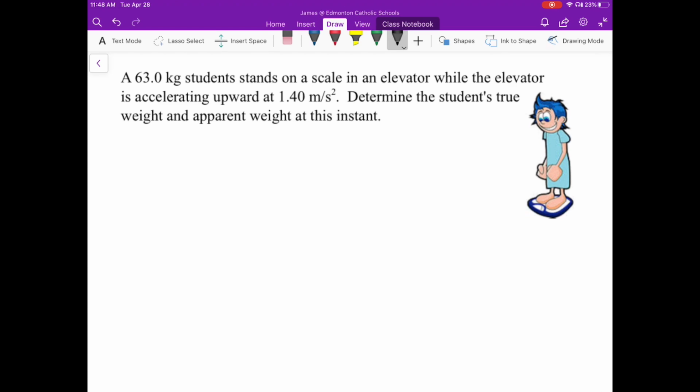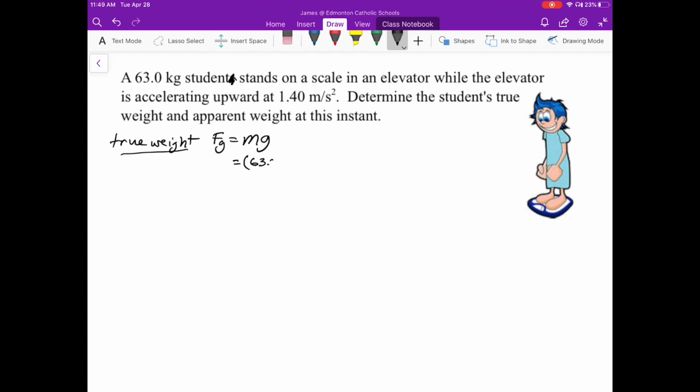A 63.0 kilogram student stands on a scale in an elevator while the elevator is accelerating upward at 1.40 meters per second squared. Determine the student's true weight and apparent weight at this instant. So the apparent weight is going to be what the scale reads, and the true weight will never change on Earth here, because remember, true weight is just equal to the student's mass times the gravitational field strength.